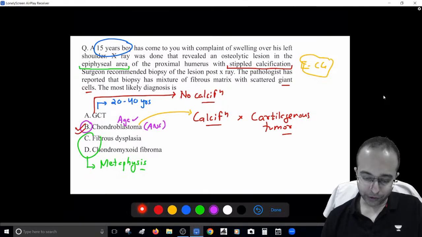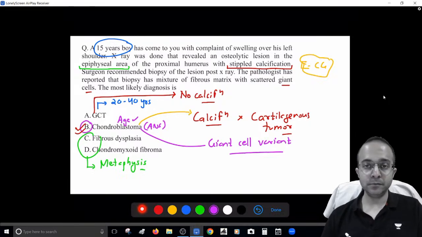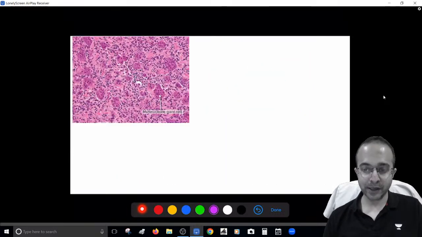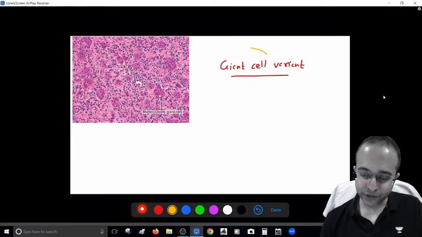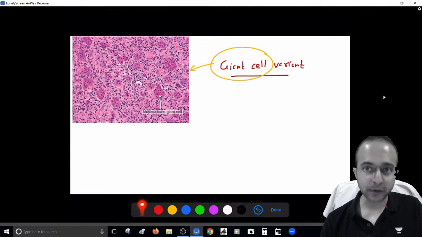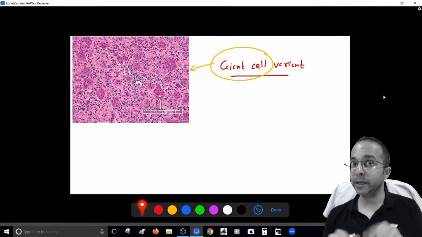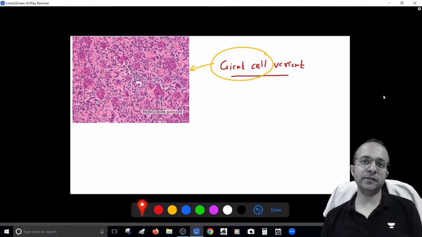But please do not forget that even chondroblastoma can have giant cells on the biopsy because this tumor is a giant cell variant. I think you are clear as to what is a giant cell variant. See, in biopsy of giant cell tumor you have giant cells like you see here, but it's not only GCT that can have giant cells on the biopsy.